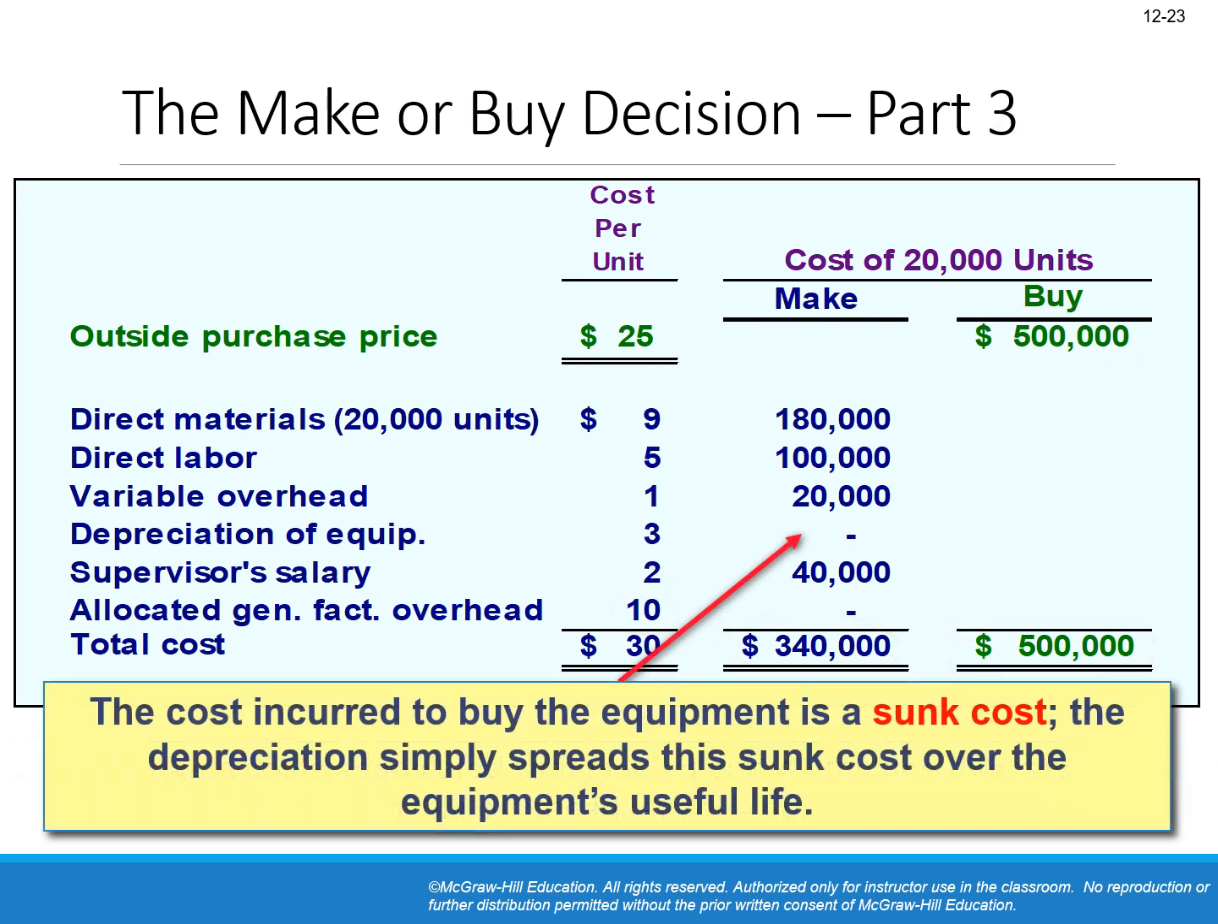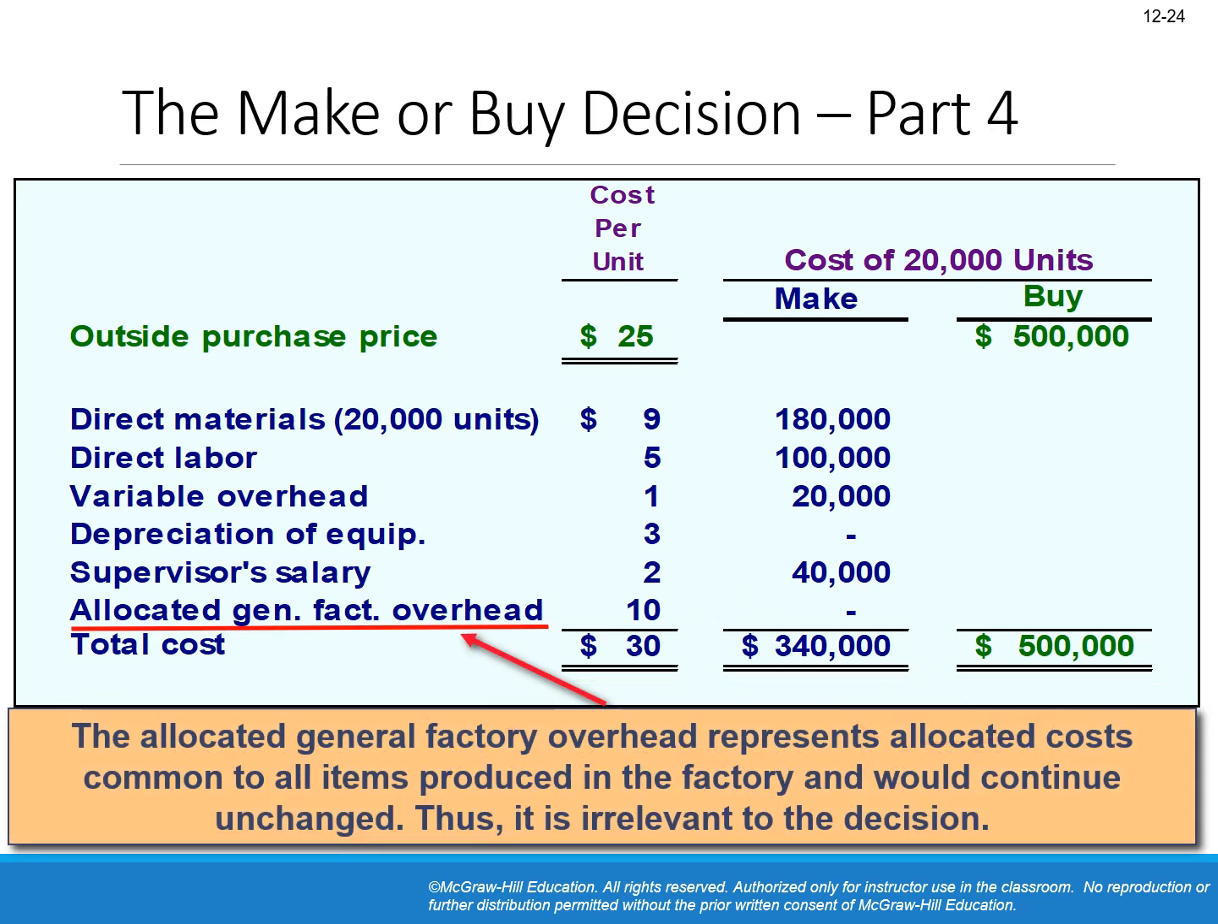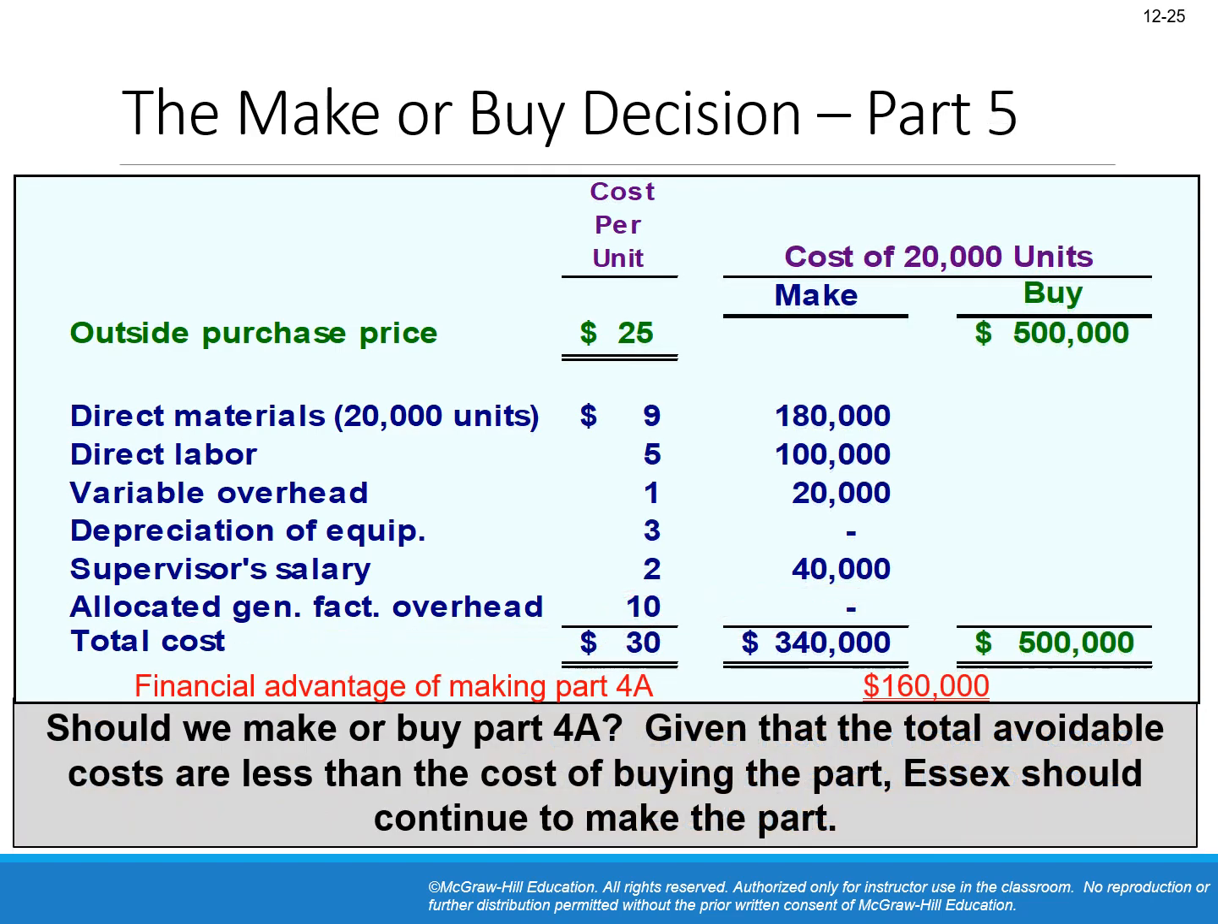So here they're explaining to us that the depreciation of the equipment is a sunk cost, something that cannot be revived, and therefore it's irrelevant. The same applies to the allocated general factory overhead. Those $10 per unit, or in total, it's $200,000, will be allocated to somewhere else, to other parts. Therefore, the financial advantage of making part 4A is $160,000, which is the difference between making and buying.